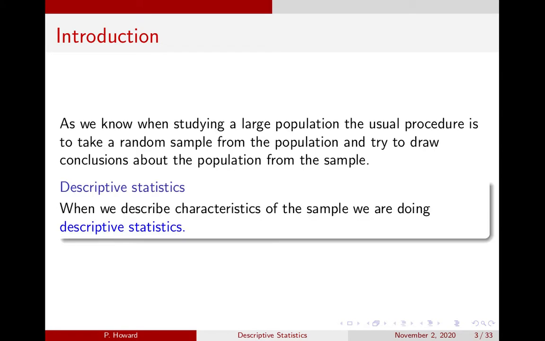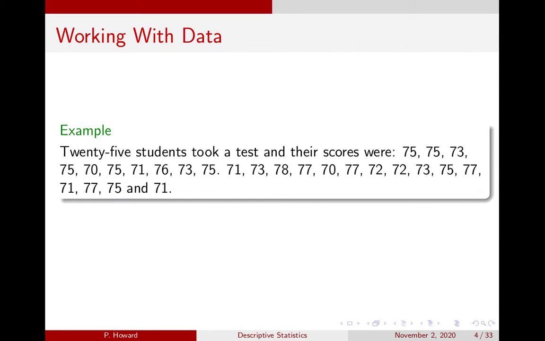When we describe characteristics of the sample, we are doing descriptive statistics. So let's look at this example. 25 students took a test. Their scores were 75, 75, 73, and so on. 25 scores are listed there.